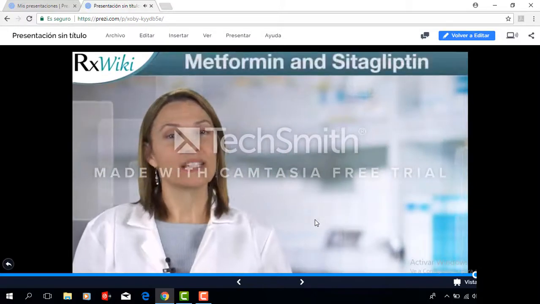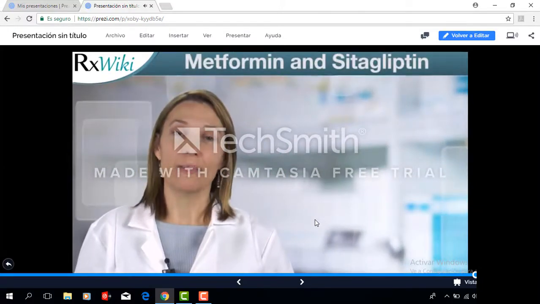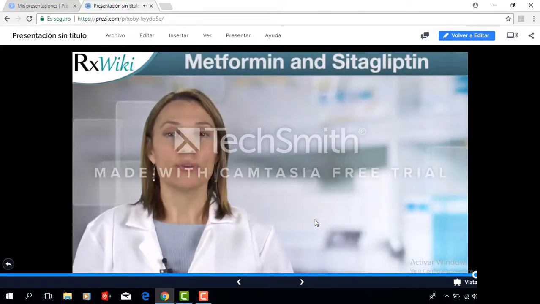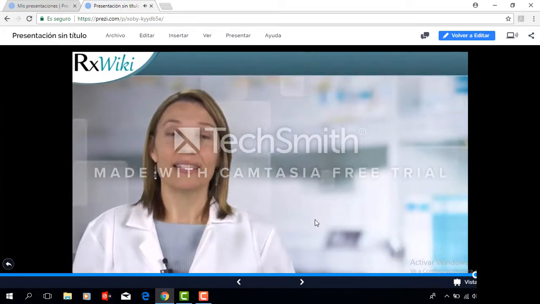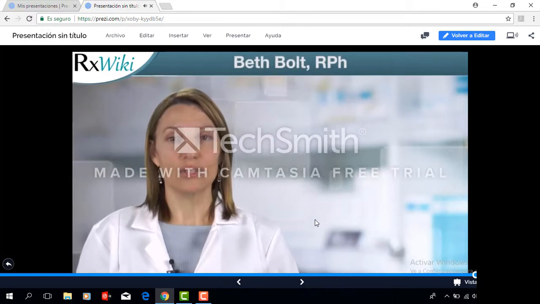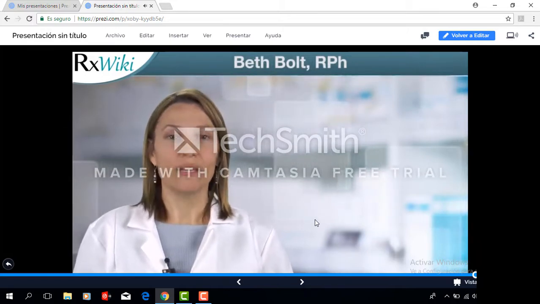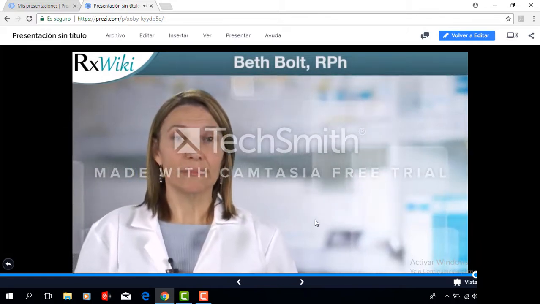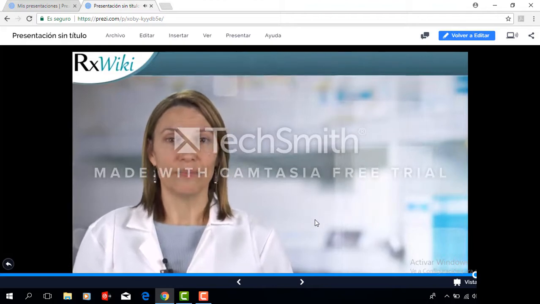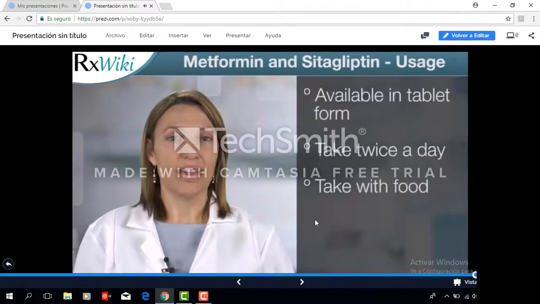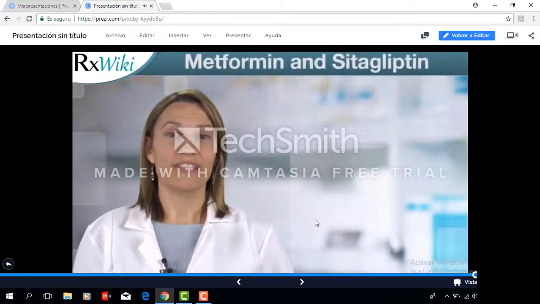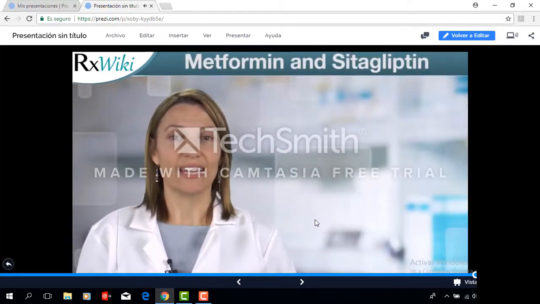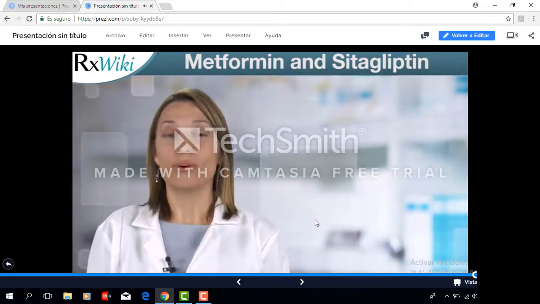Metformin and sitagliptin is a prescription medication used in combination with diet and exercise to improve blood sugar control in adults with type 2 diabetes. It is a combination product that contains two medications, metformin, a biguanide, and sitagliptin, a DPP-4 inhibitor. This medication comes in tablet form and is taken twice daily with food. Common side effects include diarrhea, stuffy nose, and headache. Take this medication only as directed.